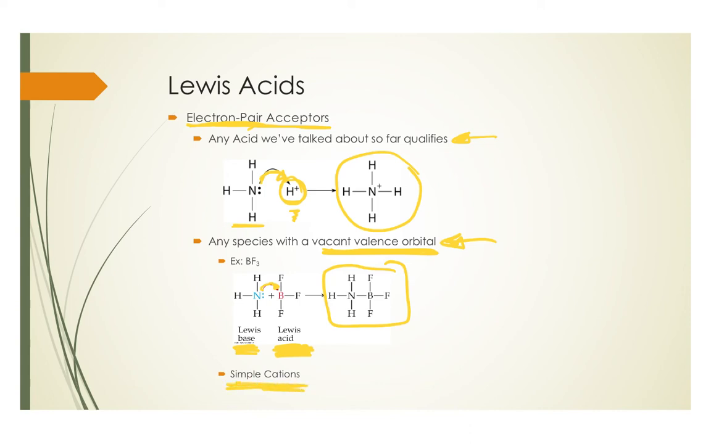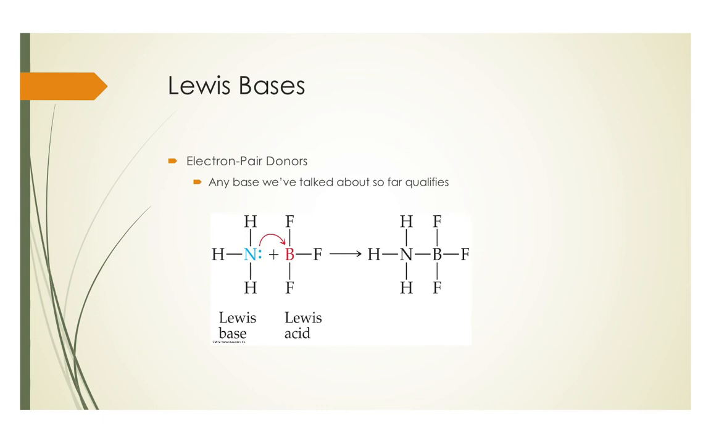This also works with anything that's a simple cation, like we were talking about in terms of our salts. So if I have a salt with Al3+, we know that will accept a pair of electrons from an O in OH, and 3 of them actually. And so that's another place where you would have an electron pair acceptor, but no hydrogen ions being transferred. So then Lewis bases are the electron pair donors, okay?